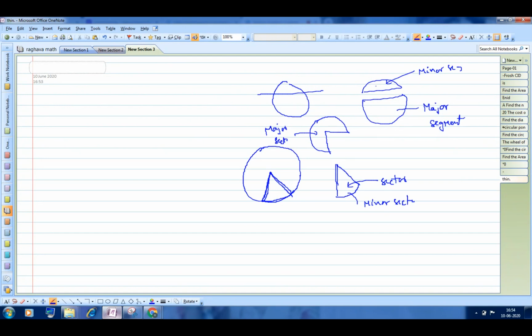So here, if they are asking about segment areas, there is a particular method, and if they are asking about sectors, there is a particular method. So this is our next topic.